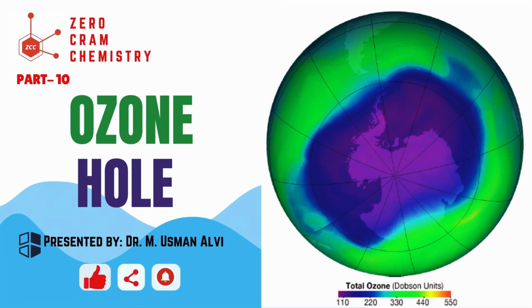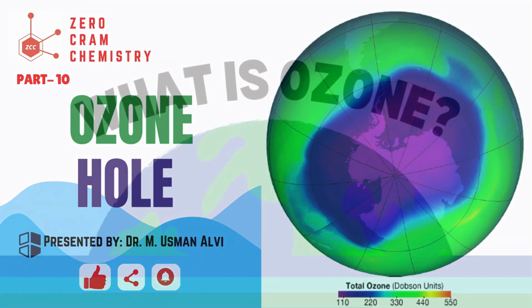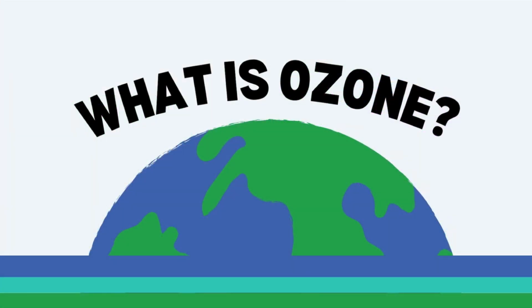So today's lecture is about the ozone hole, and in this lecture we will see how the layer of ozone is depleting day by day due to air pollution. First of all, we will see what the ozone layer is, where it exists, and what its main function is.